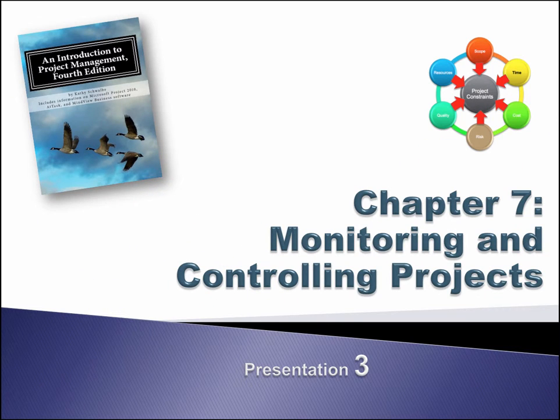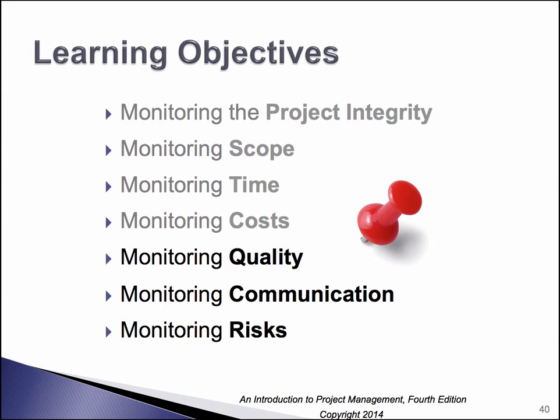This is Chapter 7, Monitoring and Controlling Projects, Presentation 3 of 3. In the previous two presentations, we looked at monitoring the project integrity, monitoring scope, monitoring time, monitoring costs. In this one, we're going to look at monitoring quality, monitoring communication, and monitoring risk.